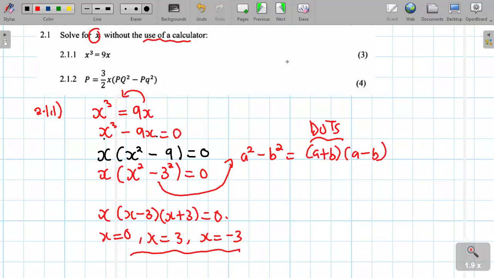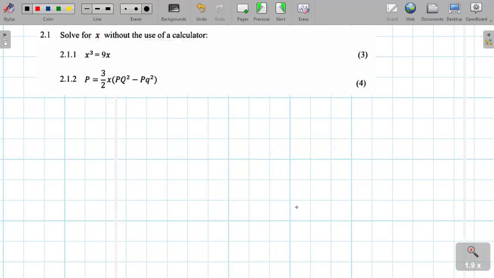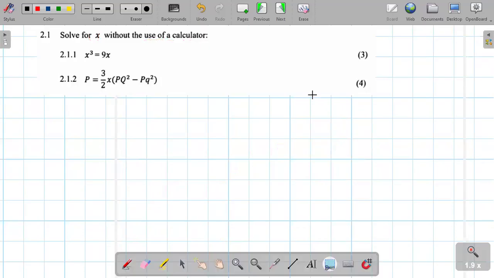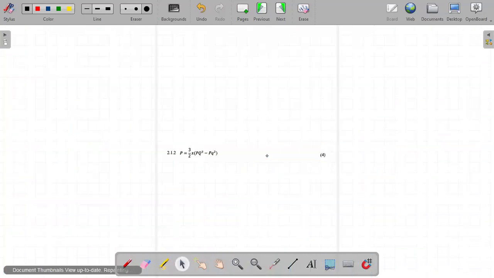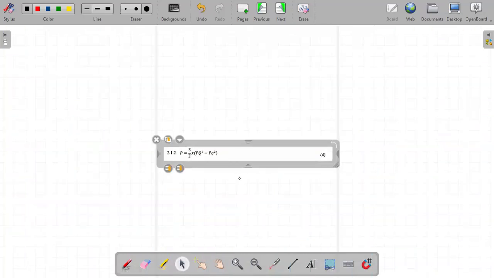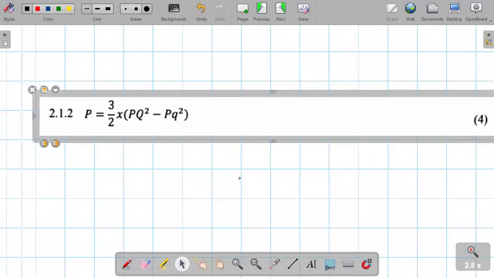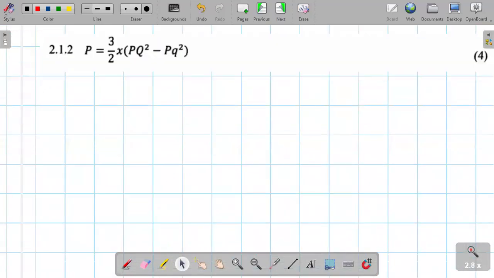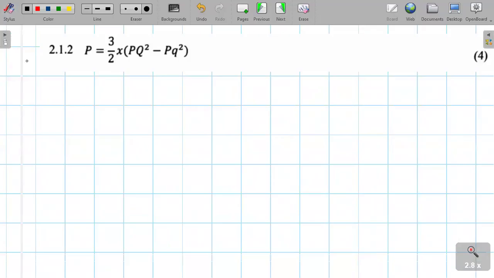All right, so let's just proceed. Let's look at the last one. Let's see something here. Remember, we are solving for x. Don't forget the main thing. All right, how do I deal with this one? Okay, I have p equals 3 over 2 x times (pq squared minus pq squared). All right, I'm looking for x. What can I do first?